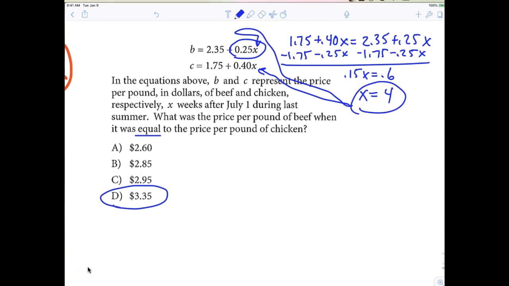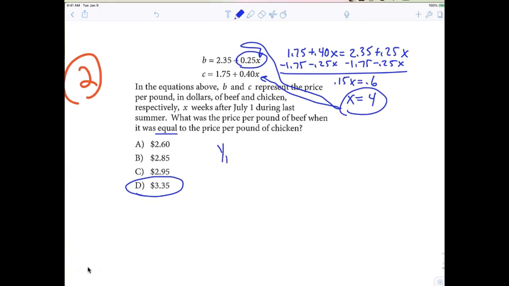Now, the other thing, some of you guys I'm a little mad at you on, is this. Y1 equals 2.35 plus 0.25x. Y2 equals 1.75 plus 0.4x. Everybody type that into the calculator. Quickly, quicker. Let's go. Type it in. And I want to find where the intersection is. If you didn't know how to do it, you could have done that.